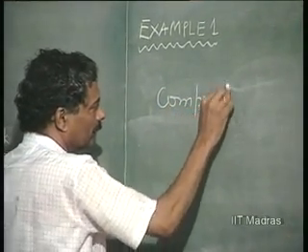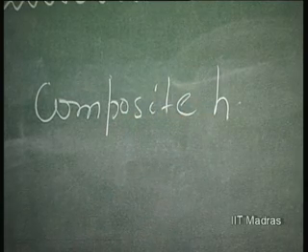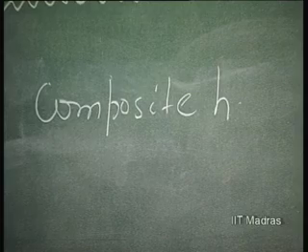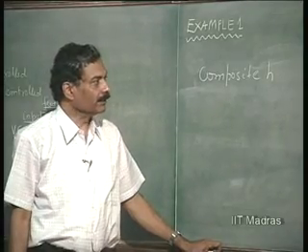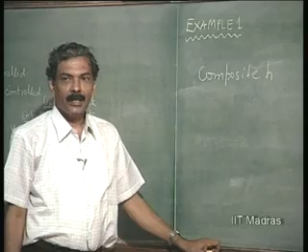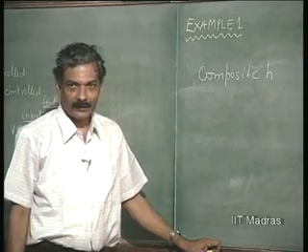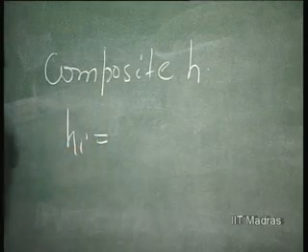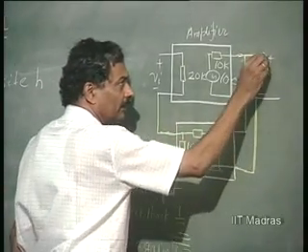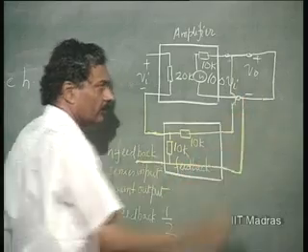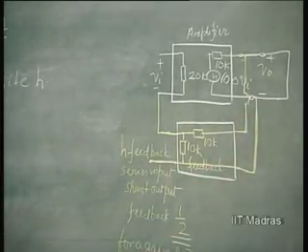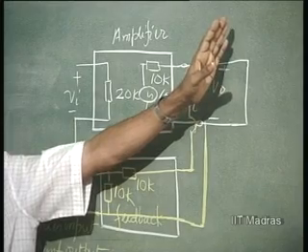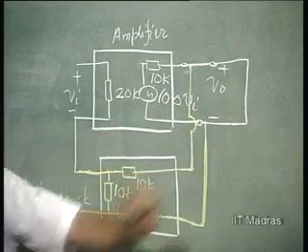It is very easy to evaluate the composite H parameter because the H parameters simply add. That can be illustrated here. How do I evaluate HI? HI is nothing but the short circuit input impedance, so I short the output.